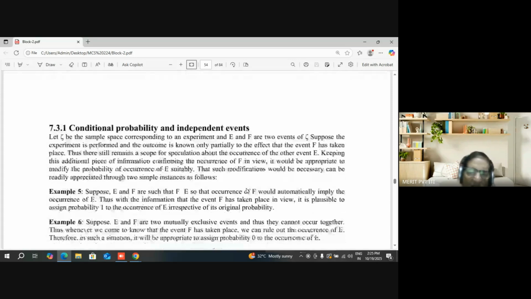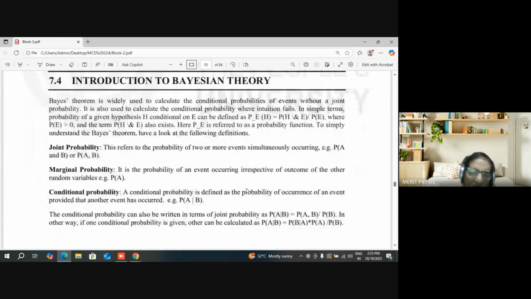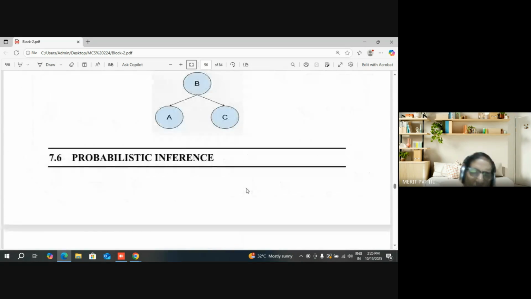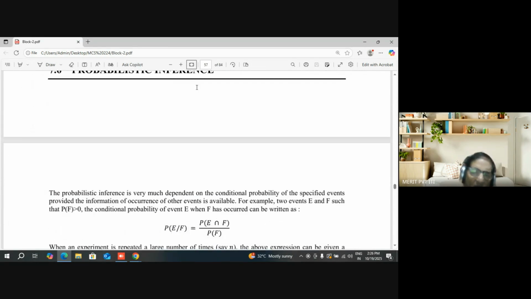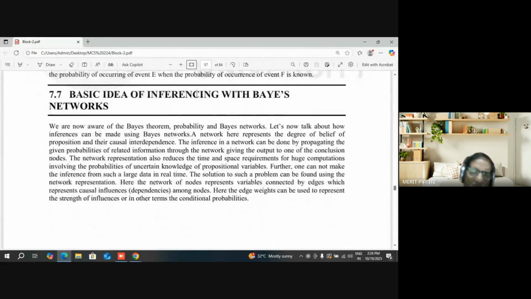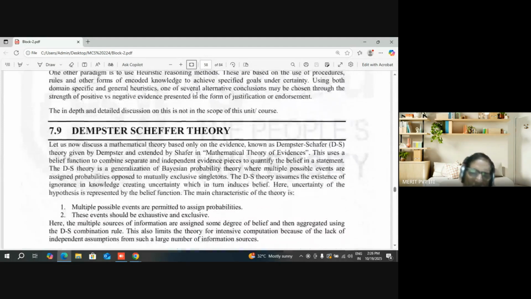Conditional probability, independent events. So read all of this. You will find whatever we have done: Bayesian theory, Bayes network, probability inference, and the basic idea of inference with Bayes and all that. Another paradigm is Dempster-Shafer theory, have a look at that.